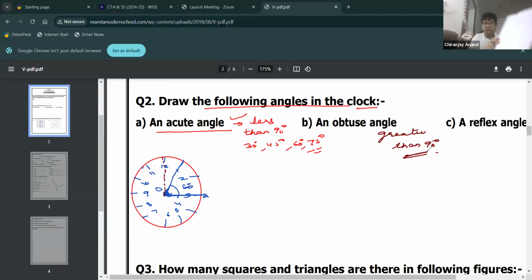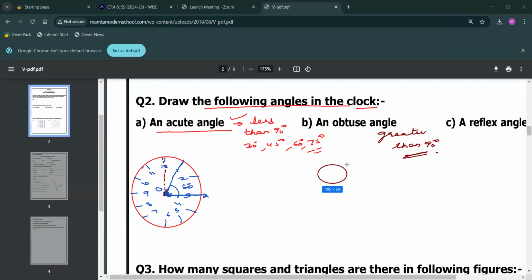And have you drawn the obtuse angle? Where is your obtuse angle? You have written the numerals. Good. Now draw the obtuse angle, Chiranjay. What is your obtuse angle? Just now, ma'am, I have told you, greater than 90 degrees.